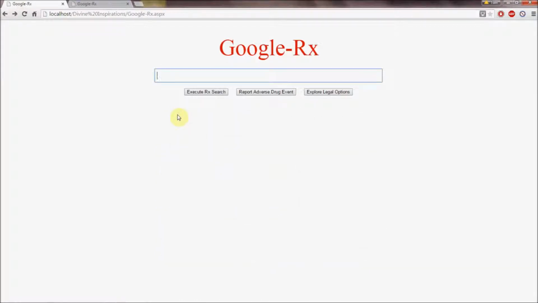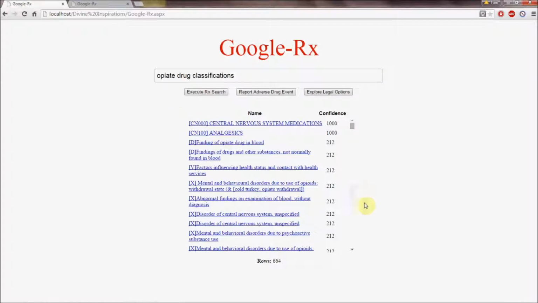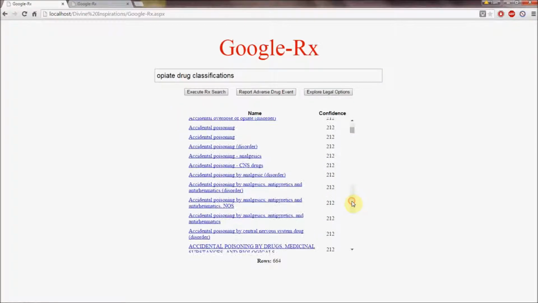Let's talk some more about opiates. Opiates are a class of drugs. We saw that morphine and oxycodone are classified as opiates. We can use GoogleRx to explore how opiates themselves are classified. We can do this by typing the following: opiate drug classifications. And let's scroll through the list here.